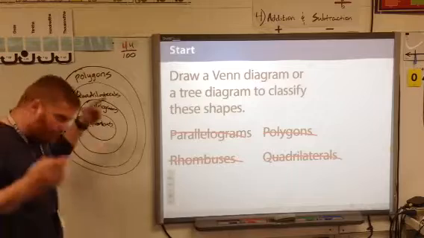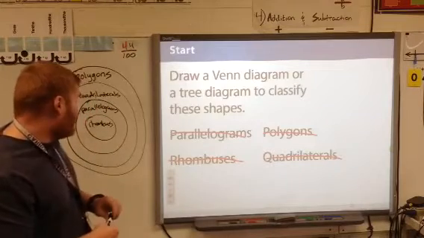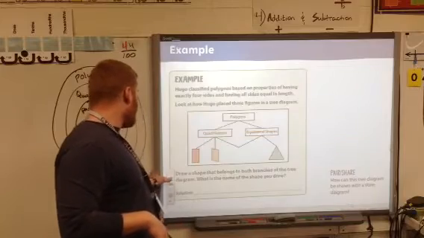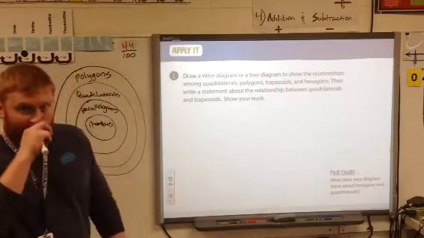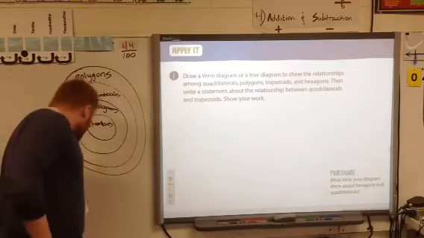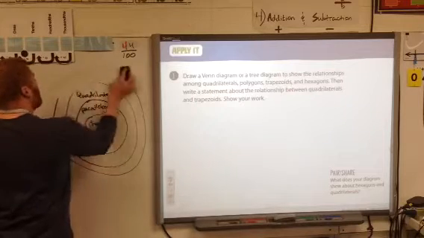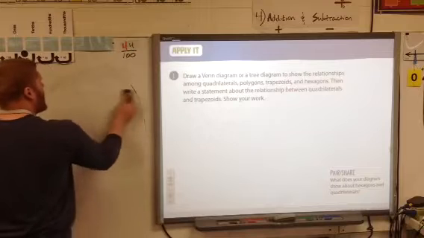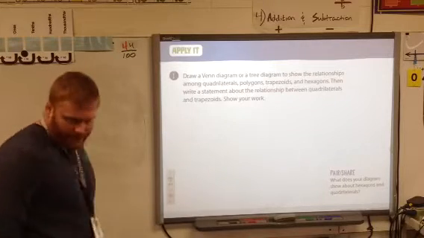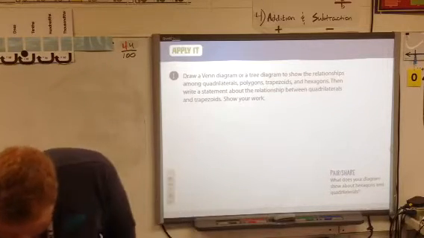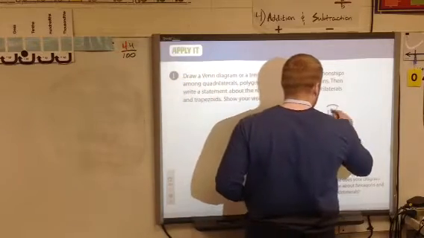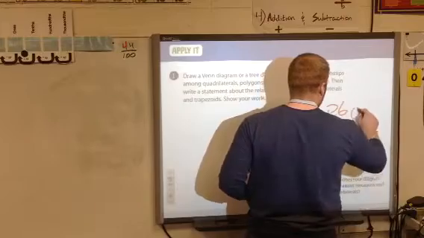Cool, nice work. Like I said in the intro, we're just going to be continuing to classify different shapes, practicing it, using either a Venn diagram or a tree diagram. Okay guys, so I skipped forward a couple slides. You actually have this page in your packet, so I'd love it if you could follow along with pencil and paper. We're going to be looking at page 603, number 1 on page 603.